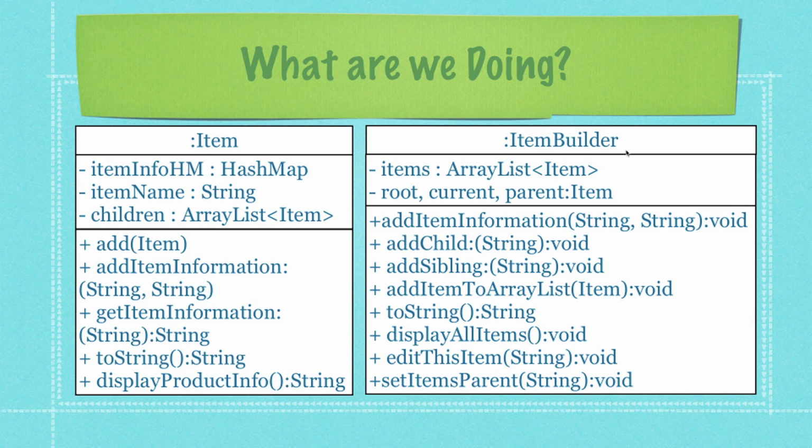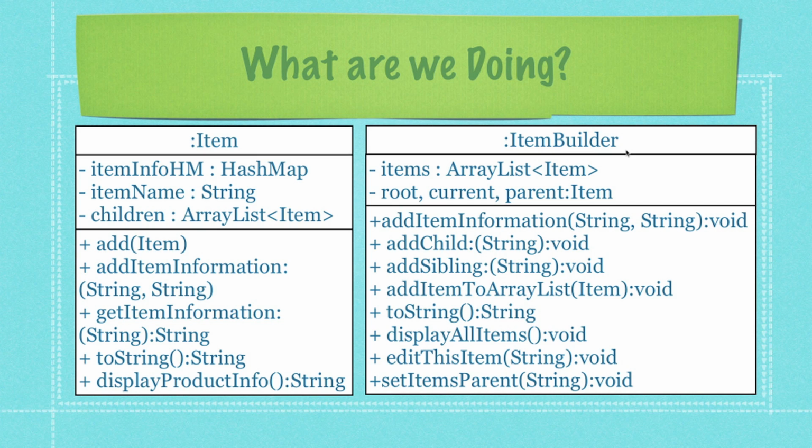Add item information is going to add info about the item in the hash map. Add child is going to add children items or nodes. Add sibling is going to add sibling nodes in a tree structure. Add item to array list is obviously going to chuck the item into our array list that we have up here named items. ToString in this situation is just going to print out the name of the item. Display all items is going to display the item name and its info that is stored in our hash map.